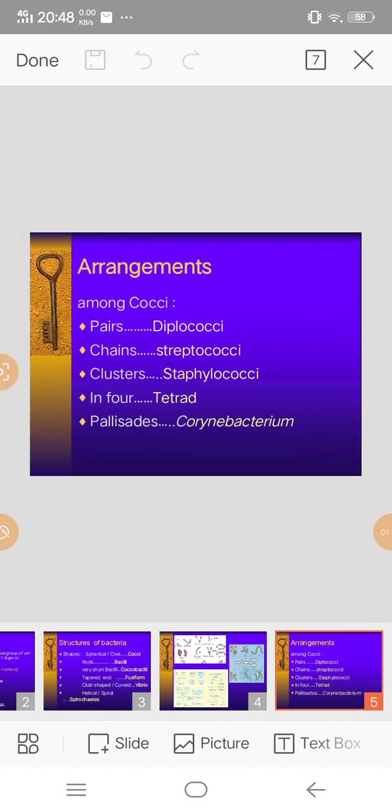Arrangements of bacteria amongst cocci: when bacteria are present in pairs, they are called diplococci; in chains, streptococci; in clusters, staphylococci; in groups of 4, tetrad; and in palisades, corynebacterium.